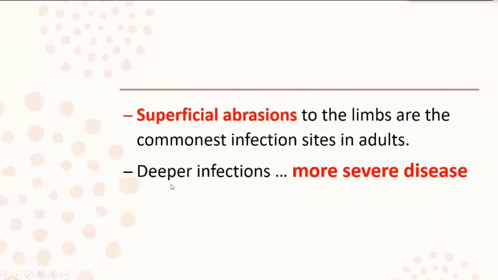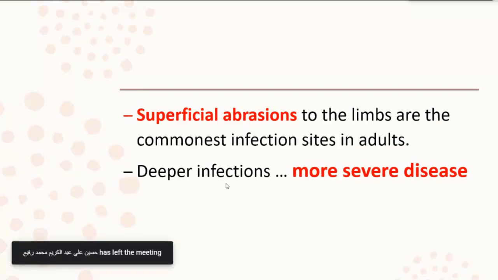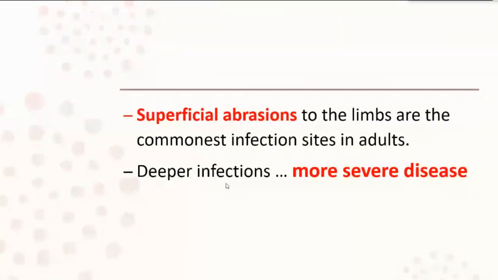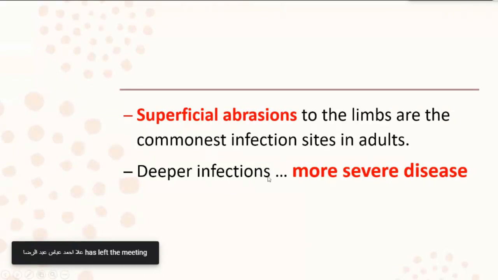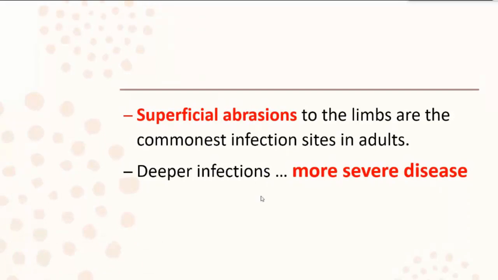Why? What do you expect: why will deeper infections result in more severe disease? Ultimately, the toxins will reach the neurons at the site of trauma. But why deep infection? Superficial wounds can also cause disease. But why will the patient have more severe disease with deeper infections? For example, a patient with a deep wound, shell injury, or traumatic amputation.